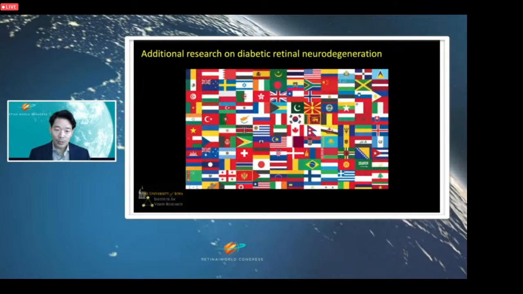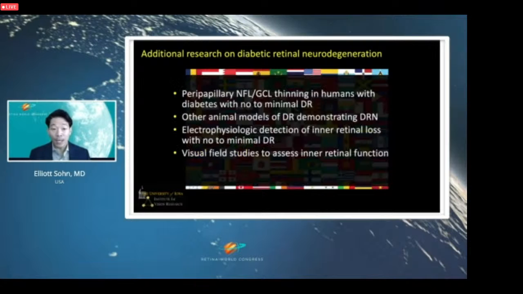So this is research that we've done at Iowa, but it's also been seen by many other groups worldwide. It's been seen by our colleagues in Europe and in Asia, South America. And so really this is something that's been seen with different kinds of animal models. People have looked at other things like peripapillary changes in the NFL-GCL and found that in humans, for instance, with diabetes and no to minimal diabetic retinopathy, there's thinning compared to controls.